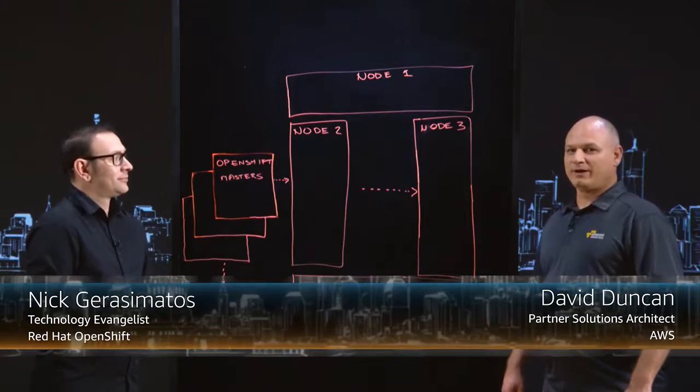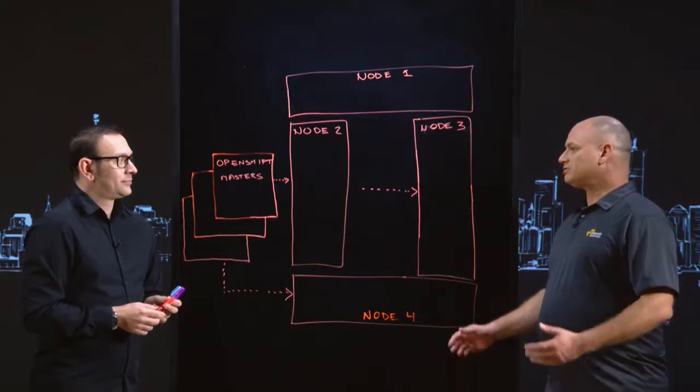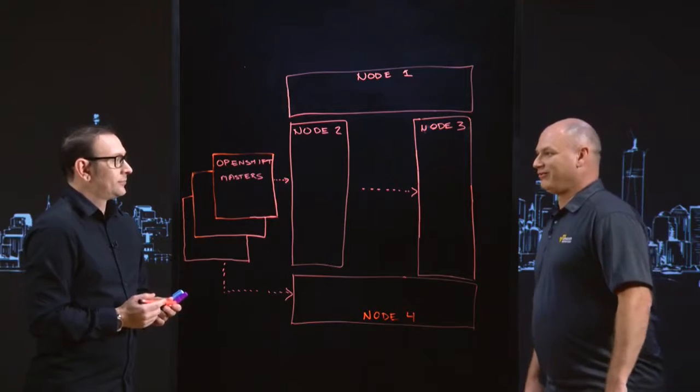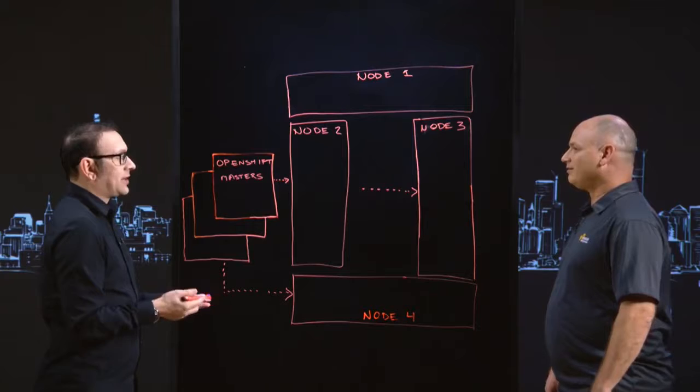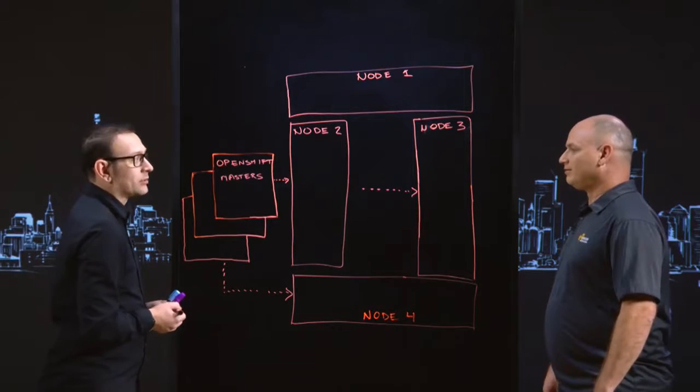Nicholas is going to tell us a little bit about OpenShift Container Platform. So Nicholas, tell us, what is OpenShift Container Platform? I'm glad you asked that. OpenShift Container Platform is Red Hat's enterprise-grade container platform, which leverages Kubernetes and Docker.